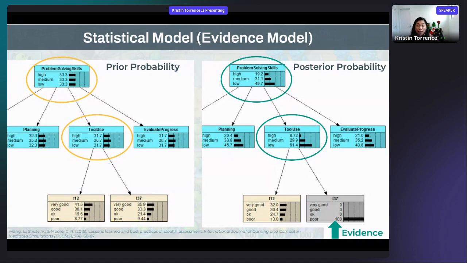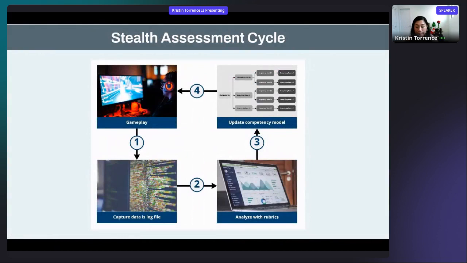And you'll notice that the evidence didn't just affect the probabilities linearly. It also affected the other probabilities connected to it in the entire competency model, even other indicators. So you can see the neighboring probabilities have also changed. And again, it is a part of that assessment cycle: the gameplay, storing log data, analyzing that log data, updating the competency models, and using that to inform what learning activities are then presented in the game.